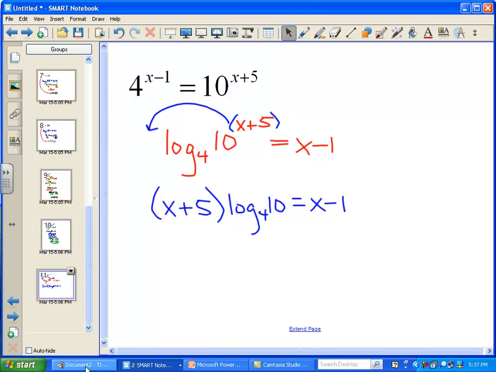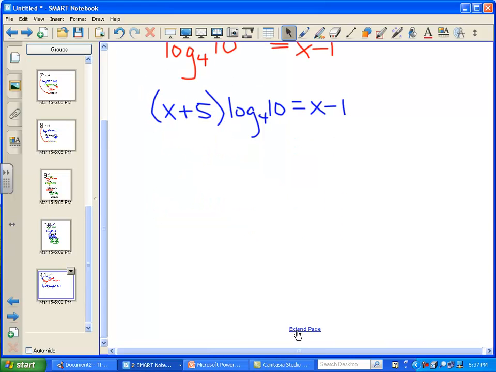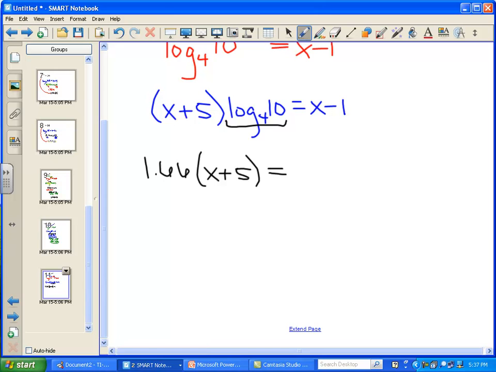So going back here, we're going to say that we've got 1.66 times the binomial x plus 5. And I'm writing that coefficient out front again and not at the end of the binomial set of parentheses. And that's equal to x minus 1. So now if you notice, it looks like I've got another step to do. This is still, from this point on, like an advanced equation maybe, but it's something that we can definitely do.